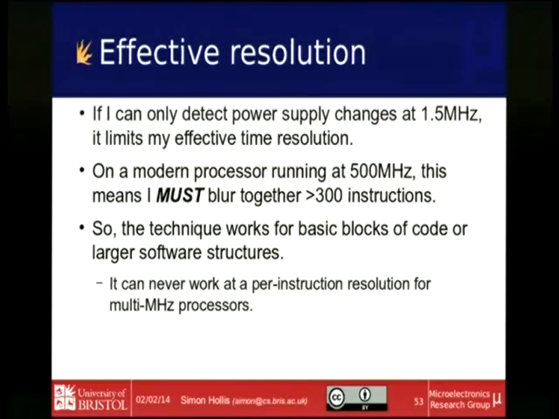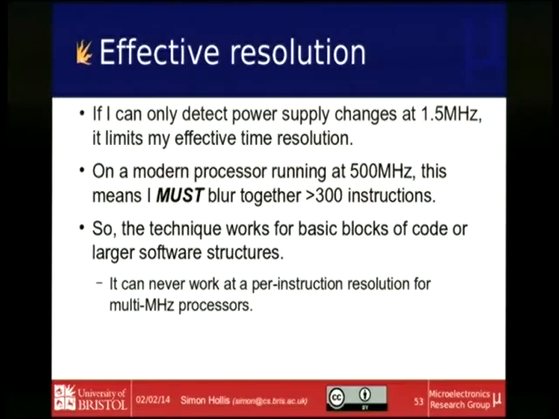What that means for your output, though, is that if you say, okay, here is my processor running at 500 megahertz, running instructions, with that kind of power supply, you'll never be able to resolve closer together than a block of 300 instructions running once. So you won't be able to say that app that takes my energy. You'll be able to say that block of 300 instructions. Now, let's go and have a look at it.